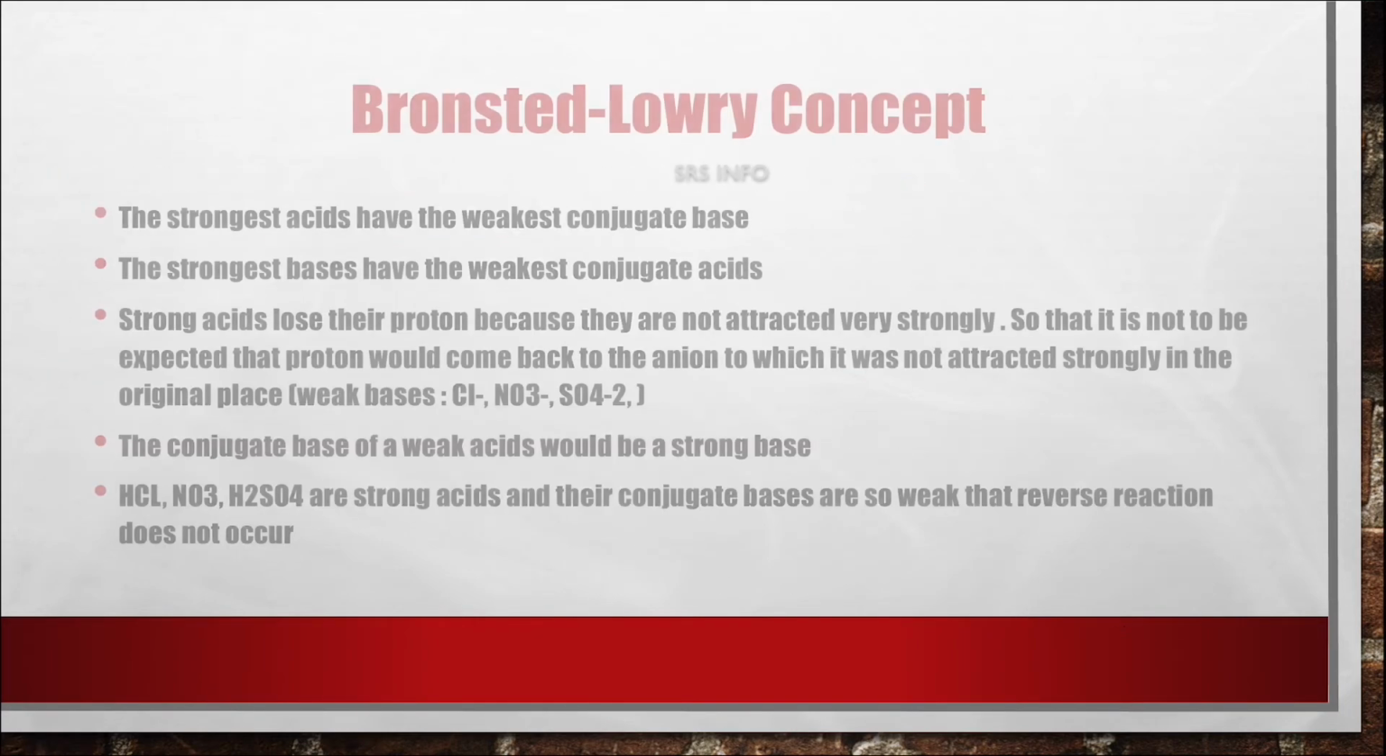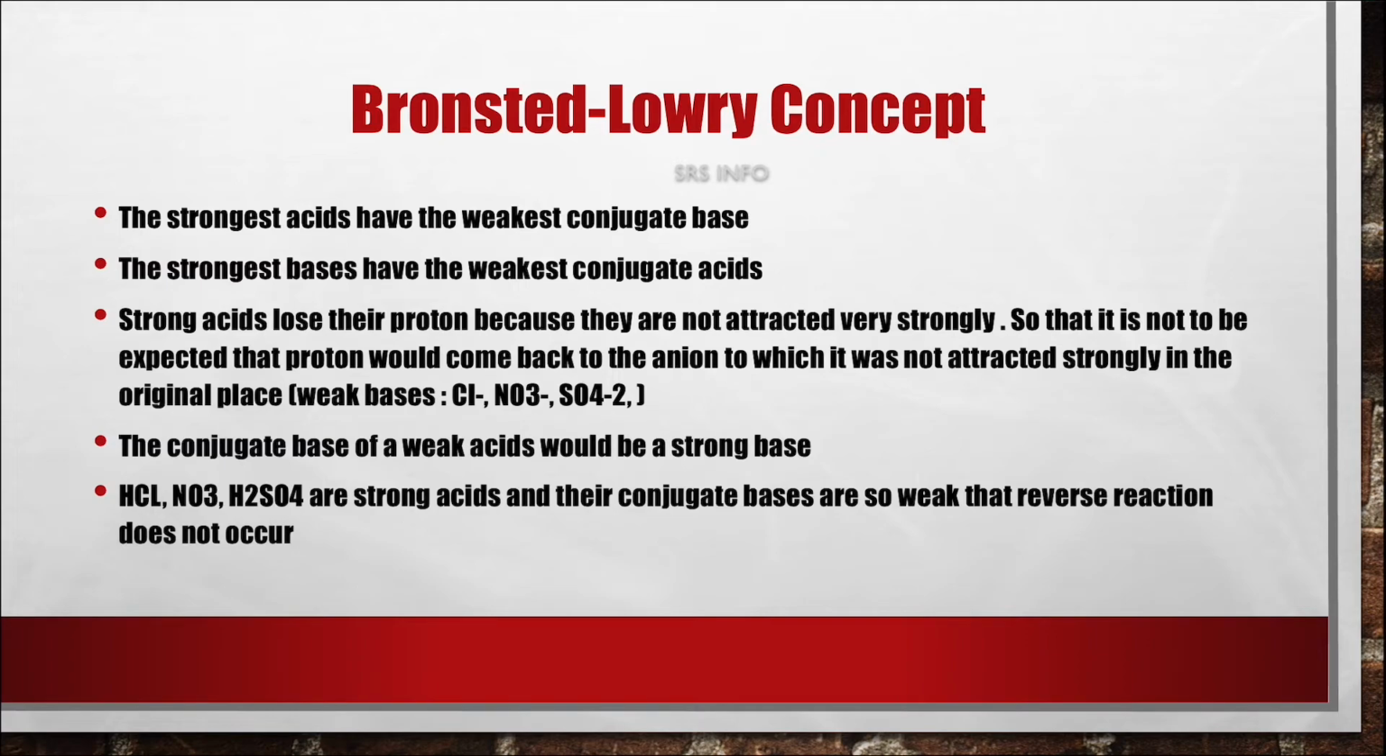Okay. This concept explained in detail about the characteristics of strong acids, bases, etc. That means the strongest acids have the weakest conjugate base. We explained in the case of water also. The strongest bases have the weakest conjugate acid. Strong acids lose their proton because they are not attracted very strongly. Okay, because strong acid loses its proton because there is no possibility of acceptance for attraction.